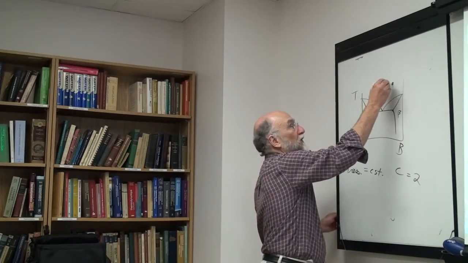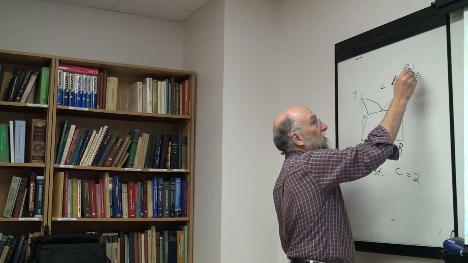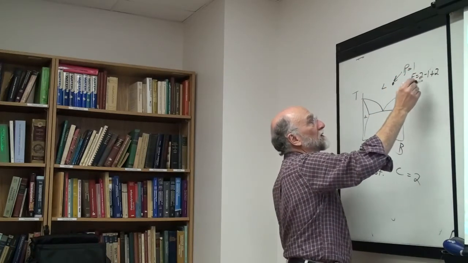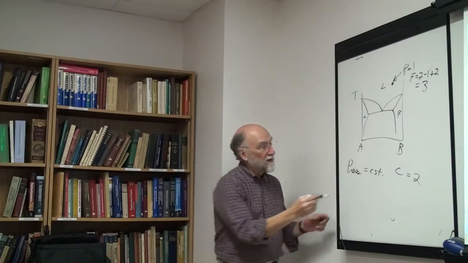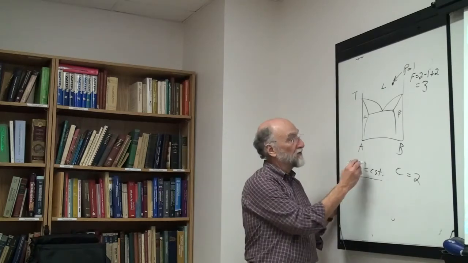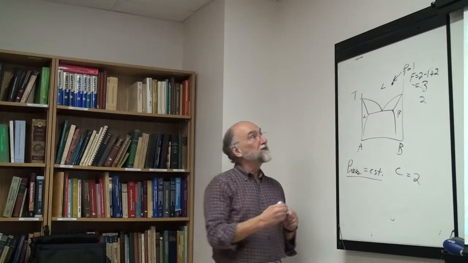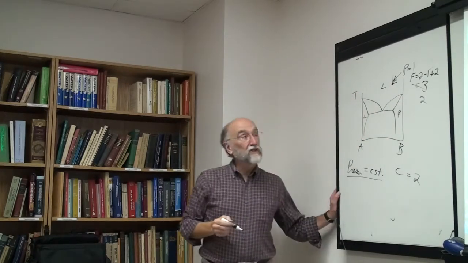If I'm at this point up here, the number of phases equals 1. I'm in a single phase region. And so F equals 2 minus 1 plus 2 equals 3. So I have 3 degrees of freedom. Now I fix the pressure as constant. This diagram is constant pressure. So with the pressure constant, this is reduced to 2. And what does 2 degrees of freedom mean? That means that I can change the temperature and or change the composition and still remain in that one phase region. So I have two variables that I can play with.